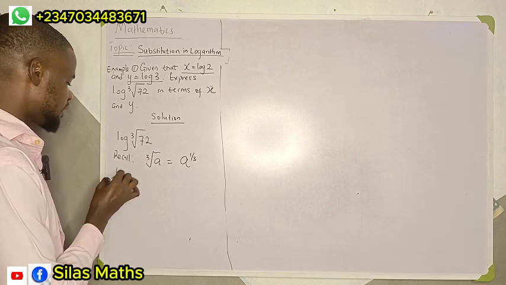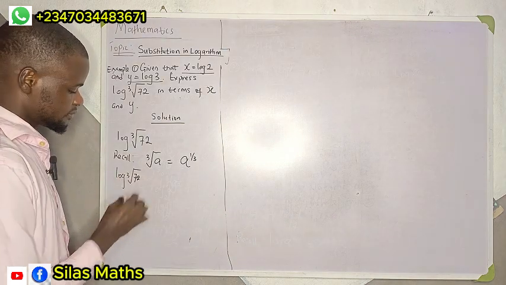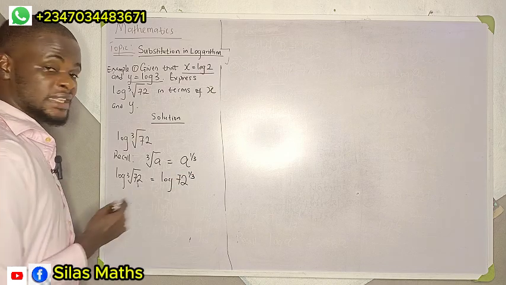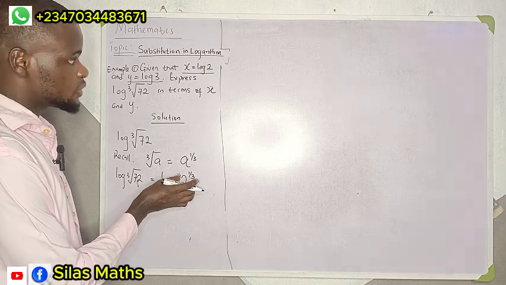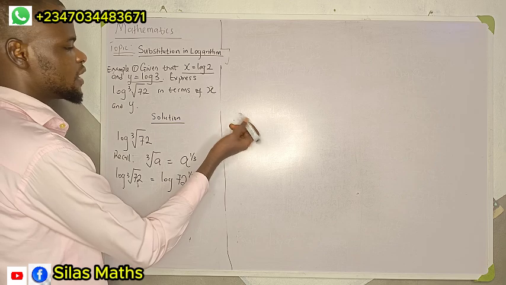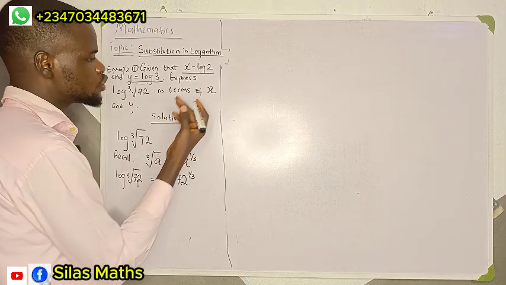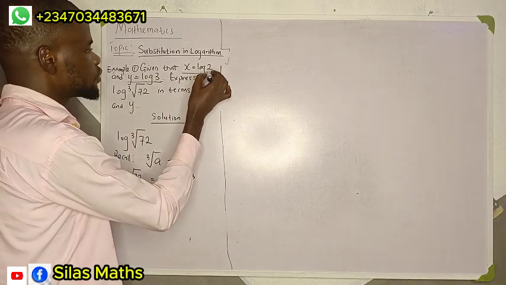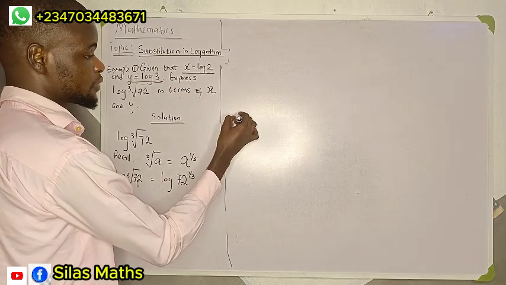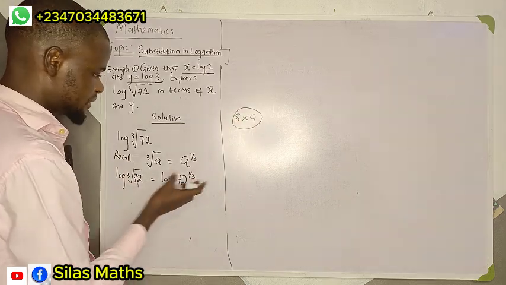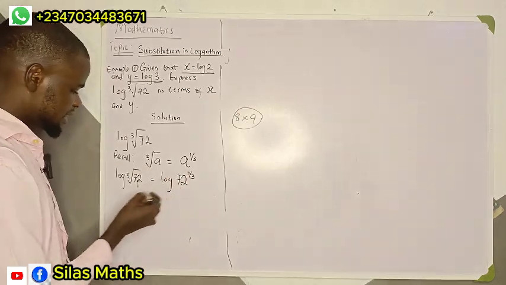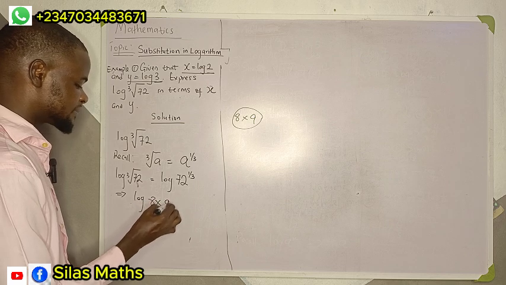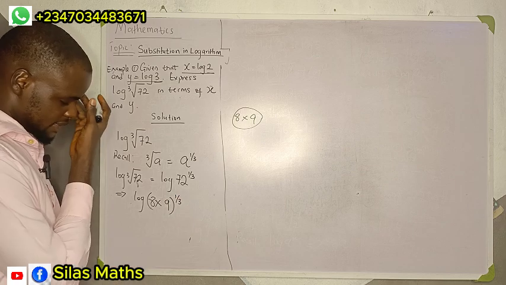So this simply means that log of cube root of 72 becomes log of 72 to the power of 1 over 3. And secondly, we need to know that 72 can actually be expressed as a product of two numbers. We have so many factors of 72, but I would like to choose the two numbers that multiply to give me 72, so that at the end of the day I'm going to be getting log of 2 and log of 3. So out of all the multiples, I can choose 8 times 9. We have some other numbers that you can multiply to get this, but let me choose 8 times 9. So I'll have log of 8 times 9, all raised to the power of 1 over 3.